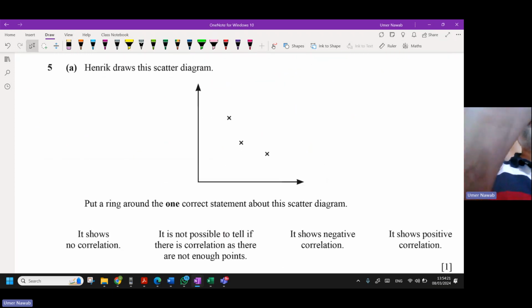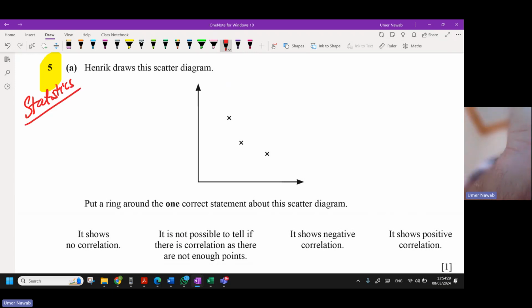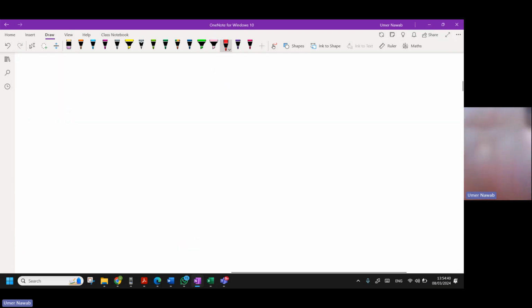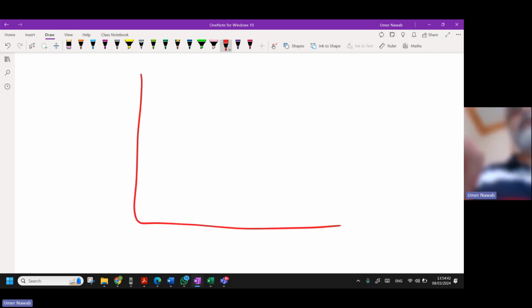Now the next question, number 5. I don't know, this examiner likes statistics a lot because the 5th question is also on statistics and the subtopic is the scatter diagram. Scatter diagram, guys, it's very simple. Let me explain to you. He will write some quantity here. He will label the other quantity on the vertical axis.